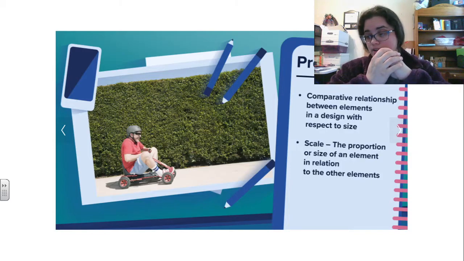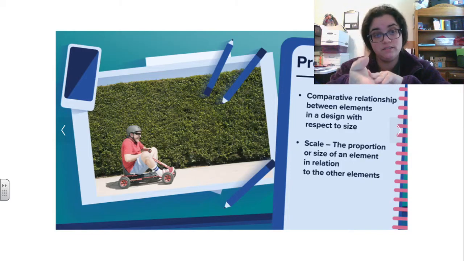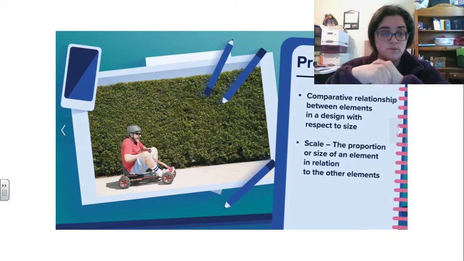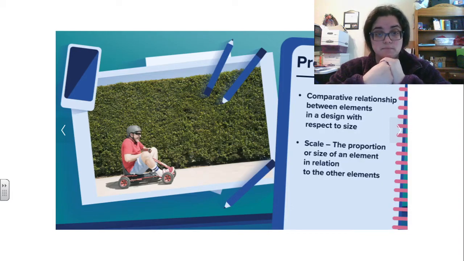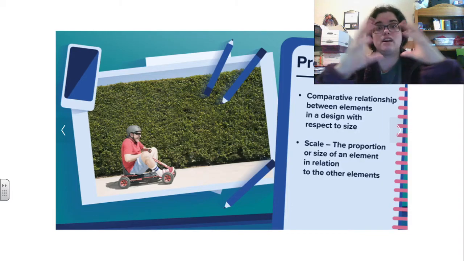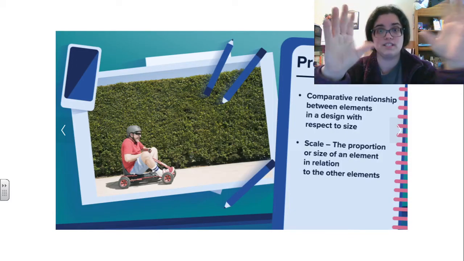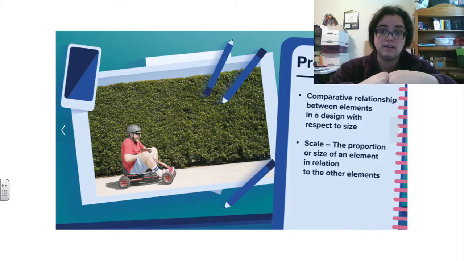In this picture here, you've got a guy who looks way too big for that little go-kart thing. That's a proportion thing. You can have something that's out of proportion that'll draw attention. Things that are in proportion will make it look like it belongs together.